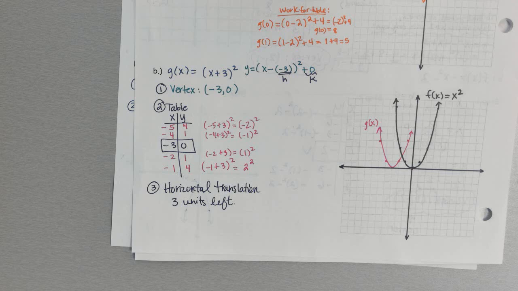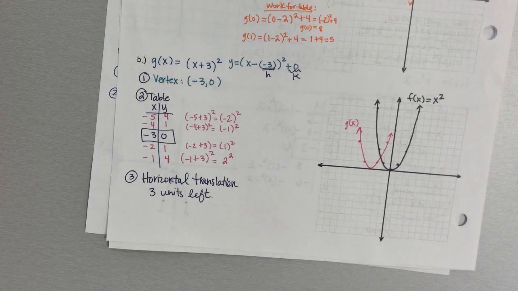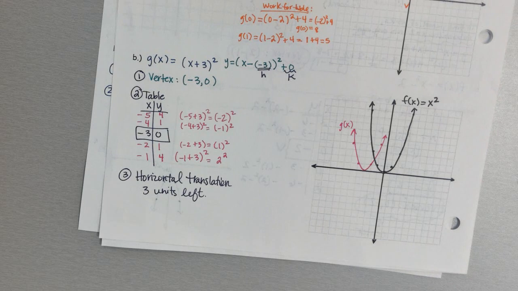Alright, what questions do you have for me for part B? Did you guys remember to do the opposite for your vertex, or did somebody accidentally put 3? That's okay. I want you to make those mistakes now, and we'll remember them later. Okay, so the opposite of what you see inside there. Okay, and again, just double checking with the parent function so you can see that that is moving to the left.